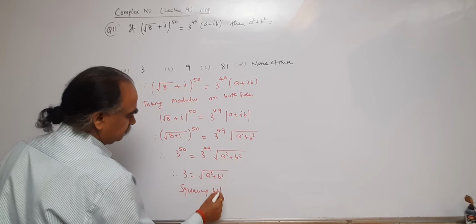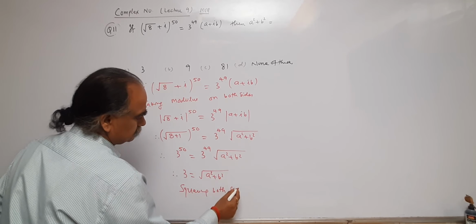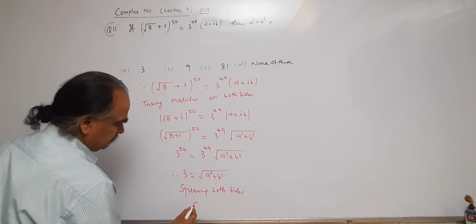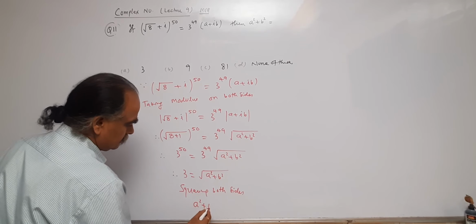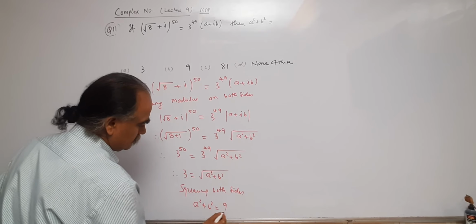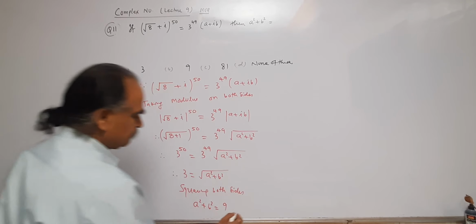Squaring both sides. So a square plus b square is what? Answer B.